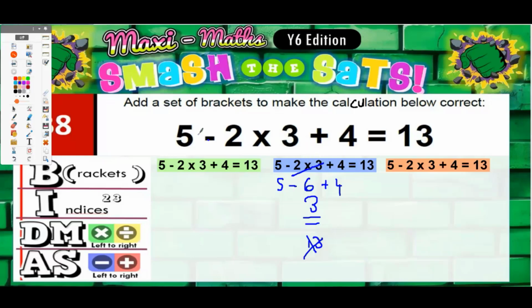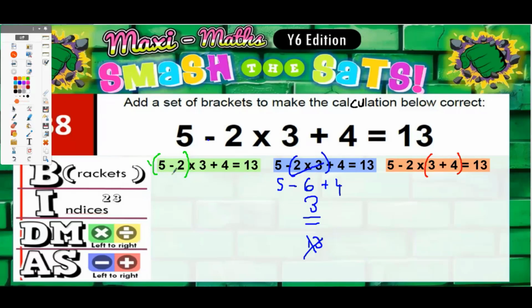If we just leave it as it is with no brackets, you'd end up doing the 2 times 3 first. It's almost like having a bracket around the 2 times 3 because you have to do that first. So if we're not putting the bracket around the 2 times 3, the bracket's got to go somewhere else. Now, there's only really 2 other options. Either put the bracket around the 5 minus 2, or put the bracket around the 3 plus 4. So we'll explore what happens in both of those situations.